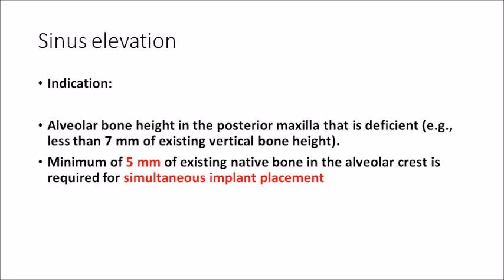That is, an alveolar bone height of less than 7 millimeters. If it is present, you can think about sinus elevation. And the second indication is that a minimum of 5 mm of existing bone should be there. Then only you can simultaneously place an implant. So minimum 5 mm should be there and you don't have 7 mm or more. That is for sinus elevation.